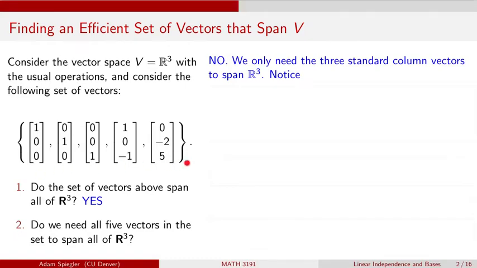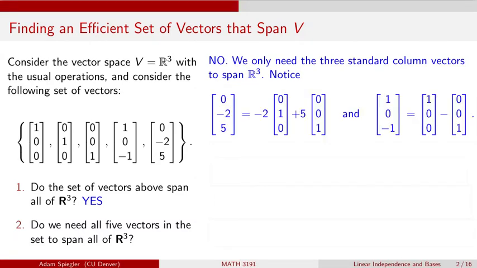And so we do span all of R3 with this set of 5 vectors, and we really just needed the first 3 vectors to do it. Let's see why that is. So this last column vector, 0, minus 2, 5, we can express as a linear combination of standard column vector 2 and standard column vector 3. I could write this as minus 2 times 0, 1, 0 plus 5 times the vector 0, 0, 1.